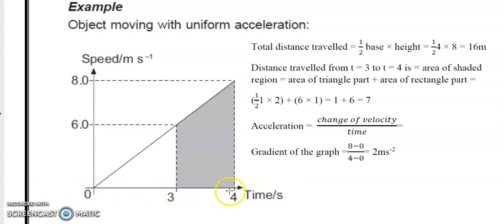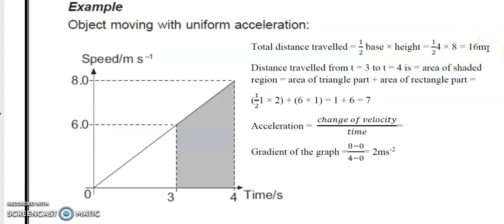Now, in 4 seconds, the total distance covered is the area under this triangle over here. Now, you know that for the area of a triangle, you need to know its base and its height, and you need to divide the product of the base and height by 2. So let's take a look at the base here. What is the base? The base is 4 and the height is 8. So in 4 seconds, the total distance covered will be half 4 times 8, which gives us 16 meters.